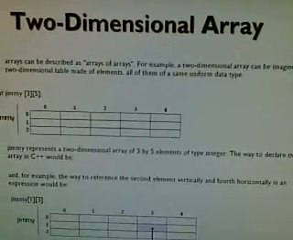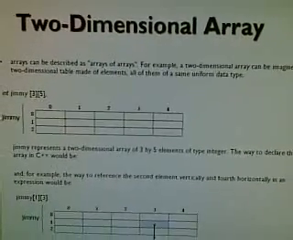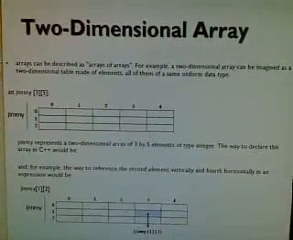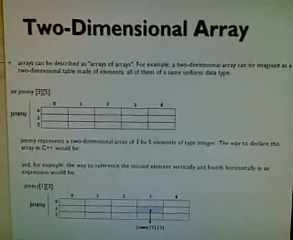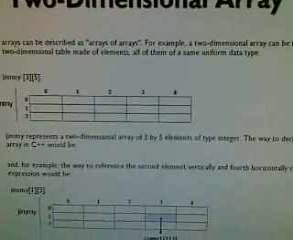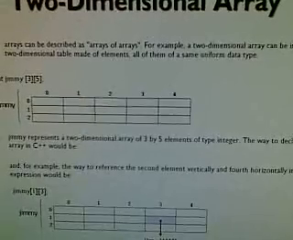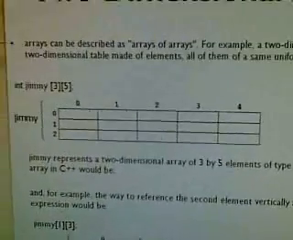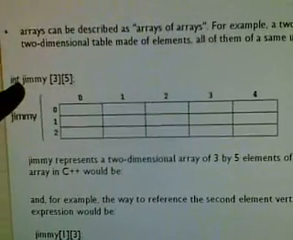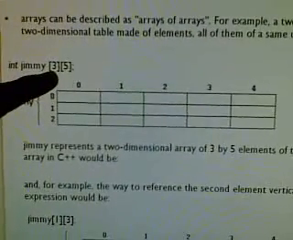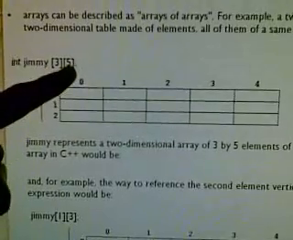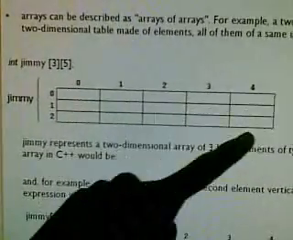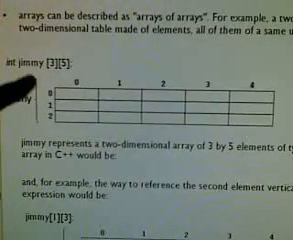Two-dimensional array. An array can be described as an array of arrays. For example, a two-dimensional array can be imagined as a two-dimensional table made of elements, all of them of the same uniform data type. For example, in jimmy, this represents the number of rows and this represents the number of columns. This is the sample illustration of that array.